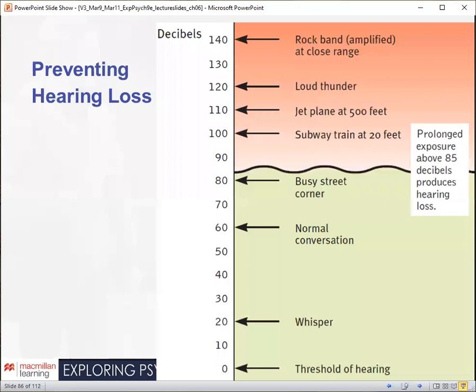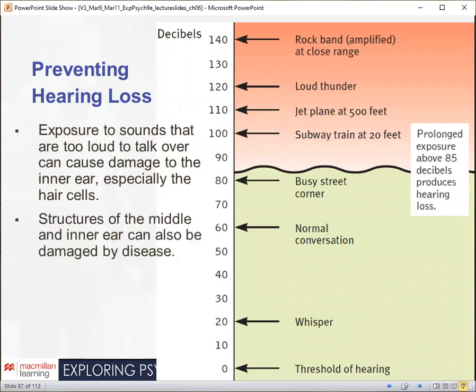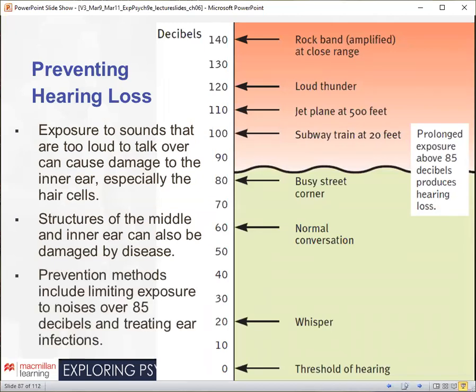All right, so here are some decibels, which is how we measure sound. We can see here the threshold for hearing, 0 decibels, and then whispers are 20. Normal conversation is around 60 or so. We have a busy street around 80, and prolonged exposure above 85 decibels produces hearing loss. So exposure to sounds that are too loud to talk over can cause damage to the inner ear, especially the hair cells. Structures of the middle ear and inner ear can also be damaged by disease or some sort of trauma. Prevention methods include limiting exposure to noises over 85 decibels and treating ear infections.